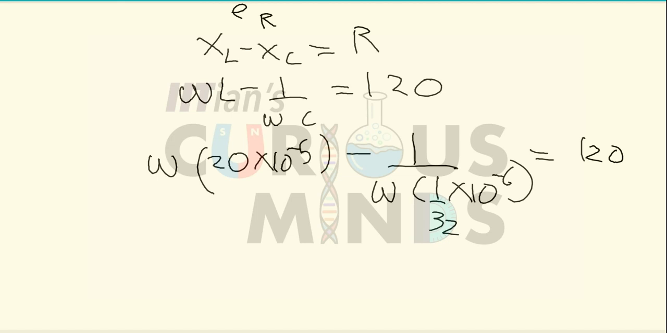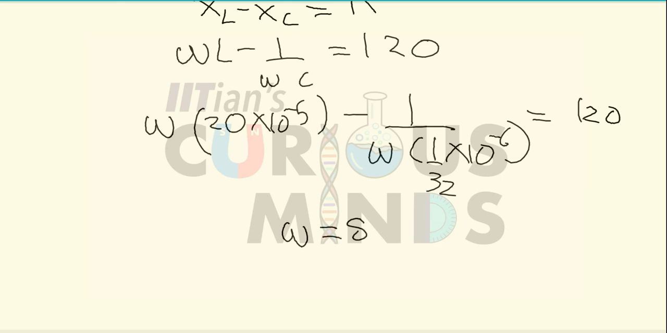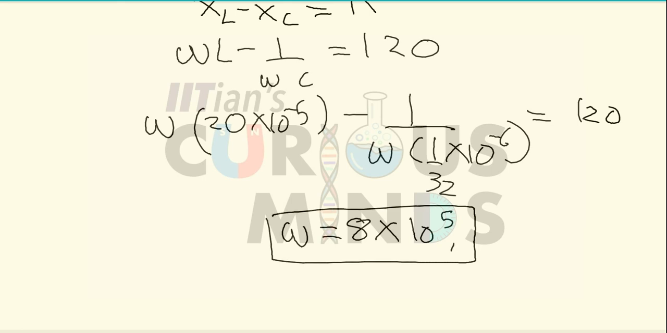When I solve this part I will get a quadratic, and we have to find the value of omega, because they have asked what is the value of the angular frequency at which this occurs. When I solve this, I will get omega as 8 into 10 raised to 5. The units will be radian per second. At this point the EMF leads the current by 45 degree, or the current lags the EMF by 45 degree.